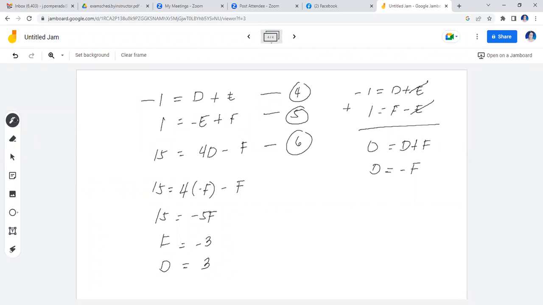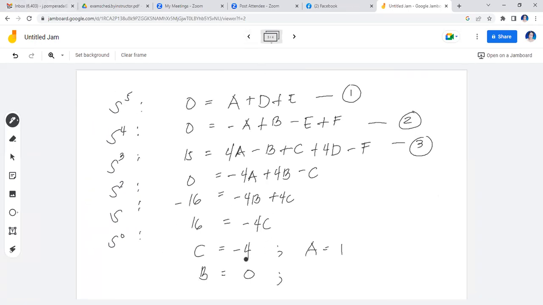D is 3 from here, the negative of negative 3. And E, you can substitute anywhere. So E, from this one, if D is 3, E is negative 4 here. If D is 3, transfer it here, that would be negative 4. So you already know the coefficients A, B, C, D, E, F from here.